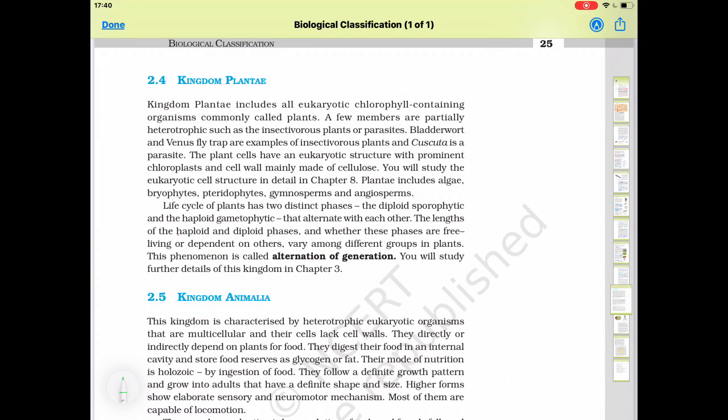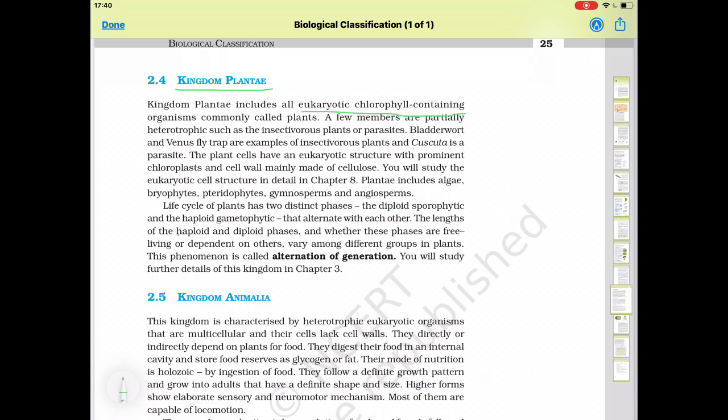Good morning, students. Our today's topic is Kingdom Plantae. This kingdom includes all eukaryotic chlorophyll containing organisms, commonly called plants. Eukaryotic means they have a well defined nuclear membrane and cell organelles. They have chlorophyll in them. They are mainly autotrophic but sometimes heterotrophic, such as insectivorous plants or parasites.